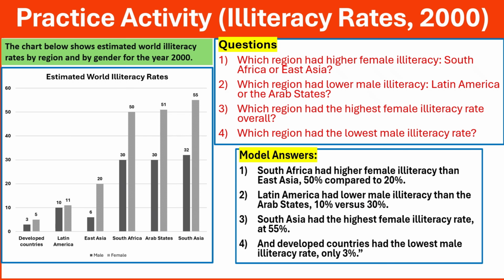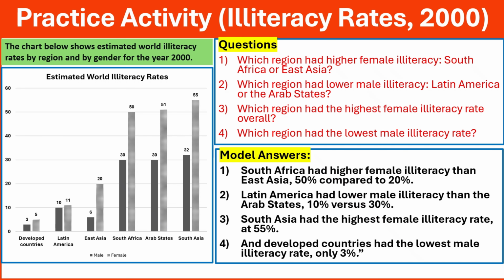Here are the model answers. Read these sentences and notice how comparatives help us compare 2 groups, while superlatives highlight the highest or lowest points. Take your time to read through them. Now that you have seen one example, let's move on and try another chart together.